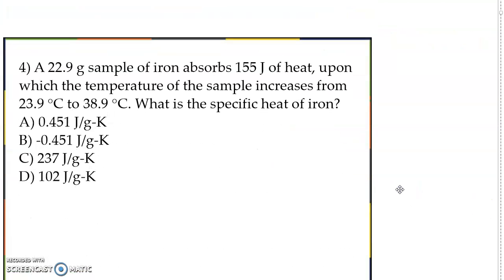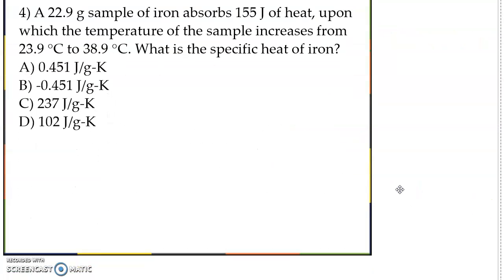Okay, let's go ahead and see if we can use that to solve any problems. Let's look at the first one that I have prepared here. A 22.9 gram sample of iron absorbs 155 joules of heat, upon which the temperature of the sample increases from 23.9 degrees Celsius to 38.9 degrees Celsius. Well, we need to go over the units very soon. Okay, so let's see what we have.